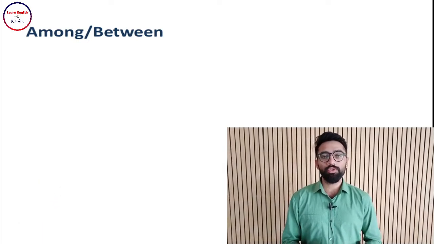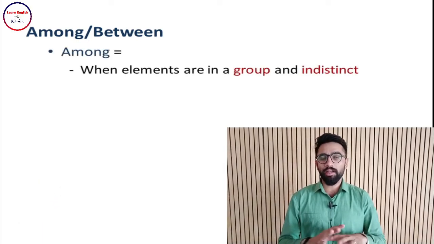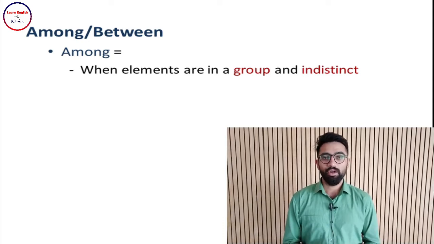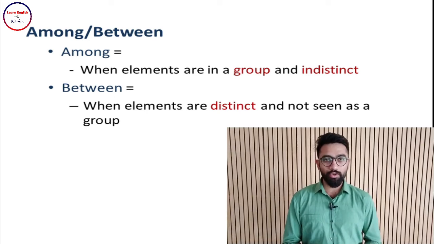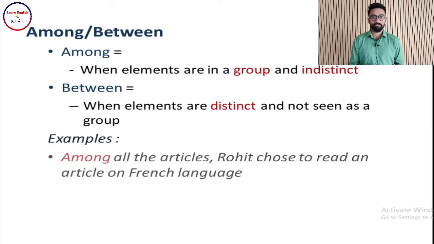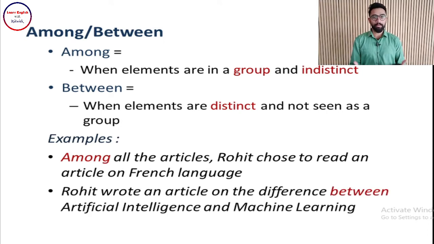We can use among when we view the elements as a group, and all elements of a group are indistinct. On the other hand, when we have distinct elements and we don't see them as a group, we can use between. For example, we can say that among all the articles, Rohit chose to read an article on French language. So here articles are indistinct in nature, so we have used among. Let me give an example of between. Rohit wrote an article on the difference between artificial intelligence and machine learning. Here both the elements are distinct, and hence we have used between. So that's the only difference between these two prepositions.